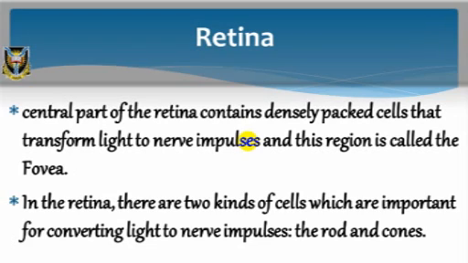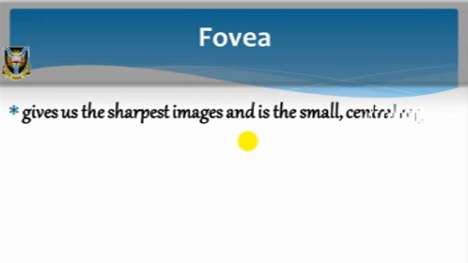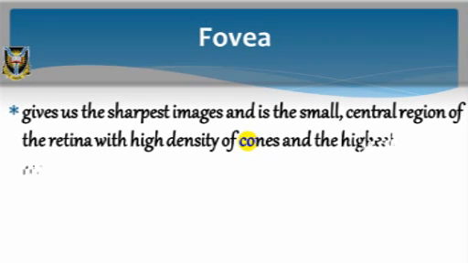In the retina, there are two kinds of cells which are important for converting light to nerve impulses. They are the rods and cones. Fovea. The fovea gives us the sharpest images. We are not usually aware of how fuzzy our world looks. Most of the time, we notice only the images that strike the fovea, which are sharp and clear, but much of what we see is in fact not very sharply focused. The fovea is the small central region of the retina with a high density of cones and the highest resolution.